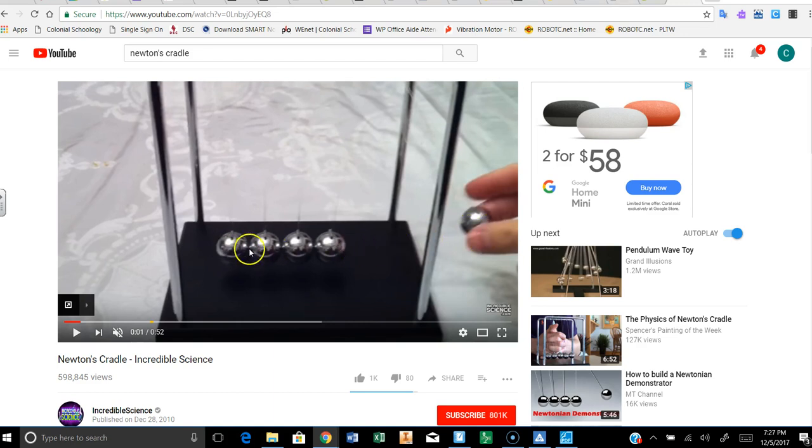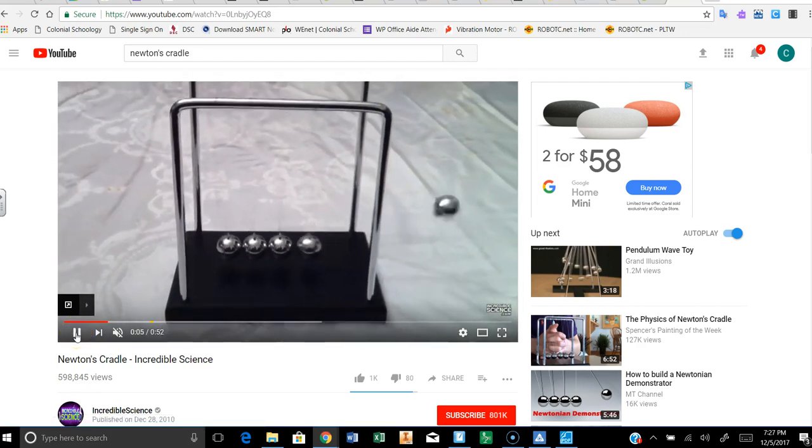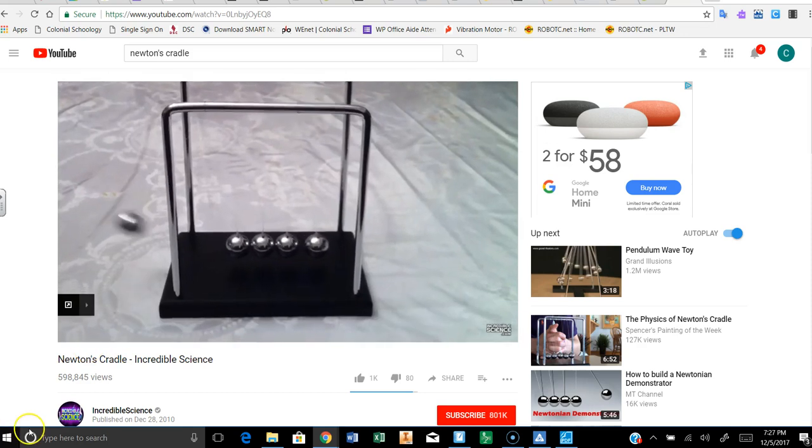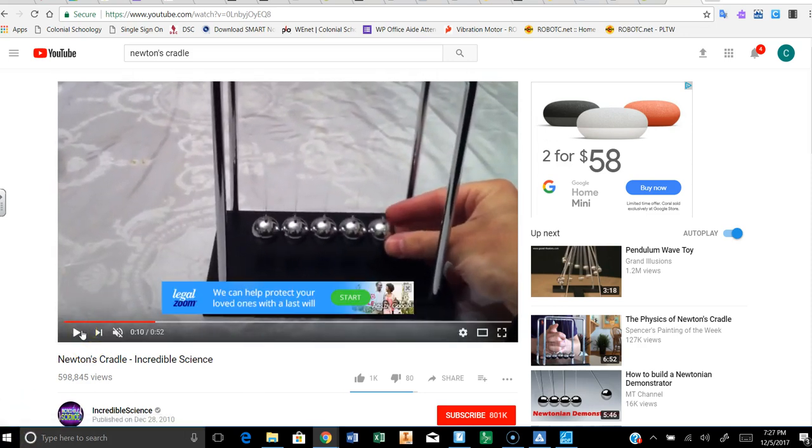But since all of these balls are the same size, the same mass, it's going to stop, pass all of its momentum to this one, which will immediately, by the way, pass it to this one, which will pass it to this one, and will eventually pass it to this one. And of course, we know what happens. That one goes flying off. Now, there's energy lost as it goes, but this is an example of something called a Newton's cradle.